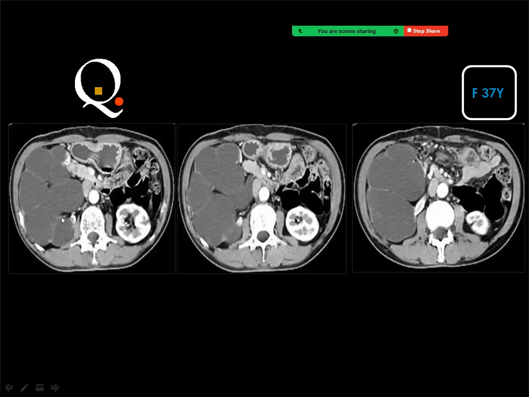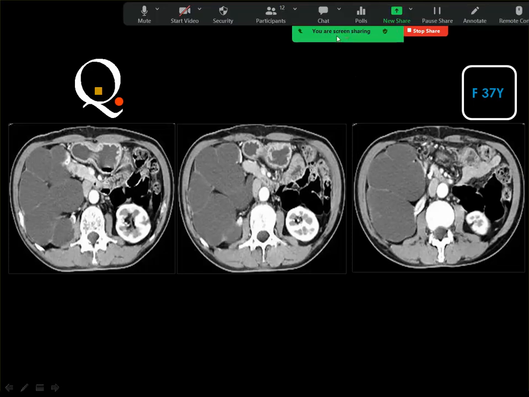This is a female patient, 37 years old, and you can see here that the right kidney is markedly hydronephrotic. And in these films, you can see the cause.